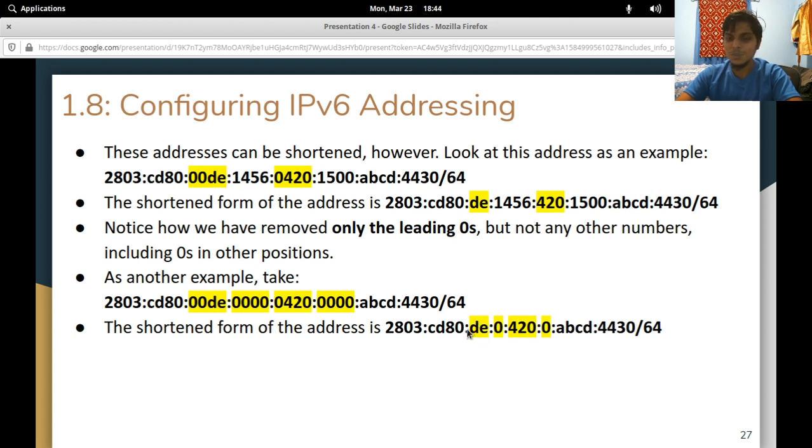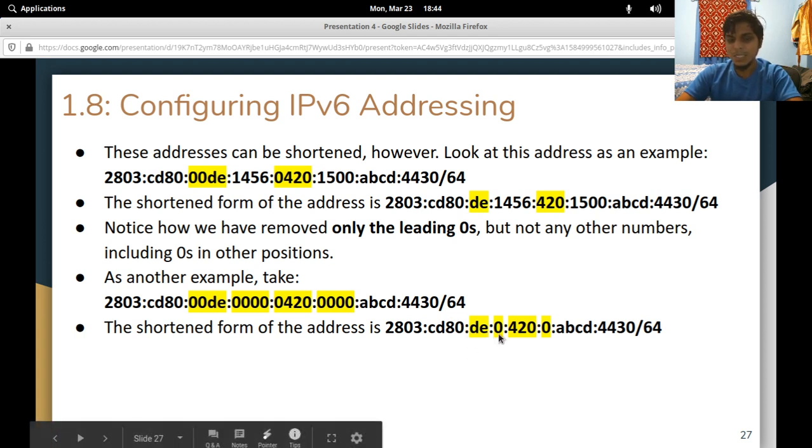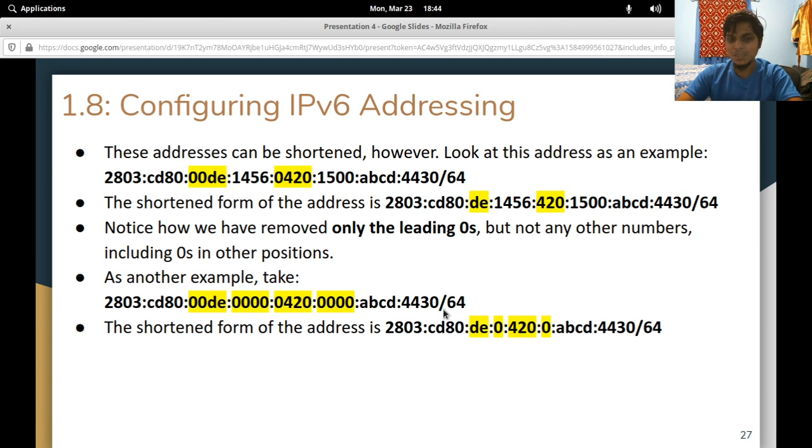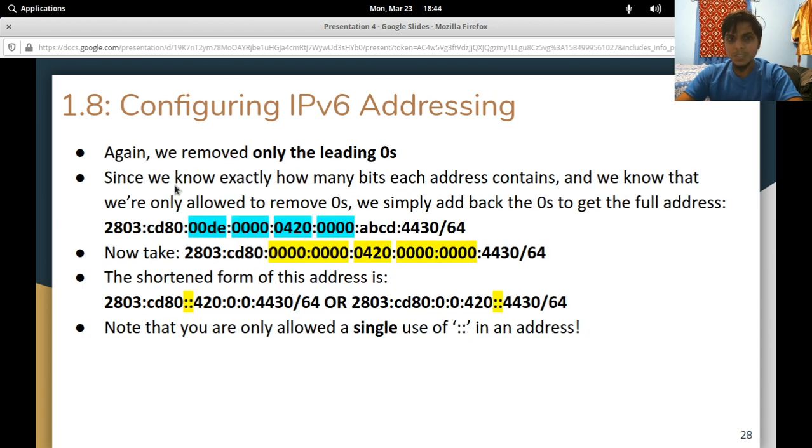We know we couldn't remove anything else besides zeros, and we know we couldn't remove zeros anywhere else but at the start. So we could expand this address to get back this full address, and we need the full address to address the thing on the internet. Yeah? Okay, so I hope that makes sense. So again, we removed only the leading zeros.